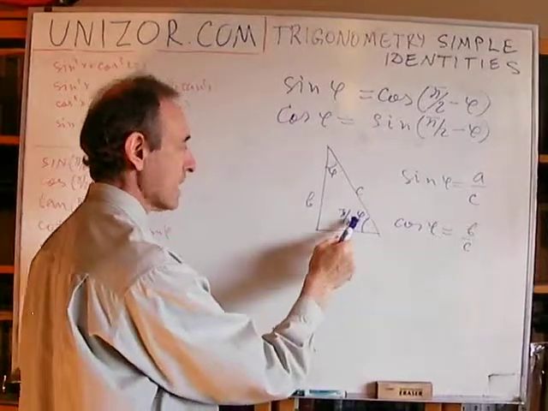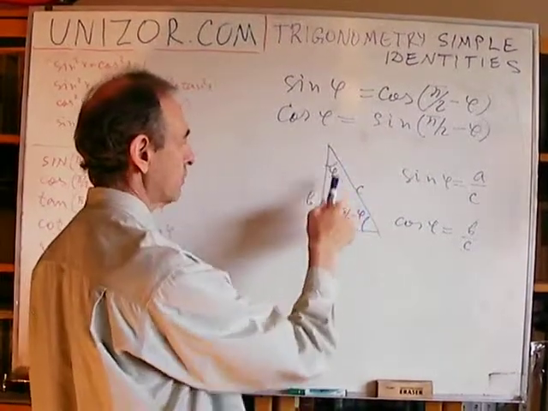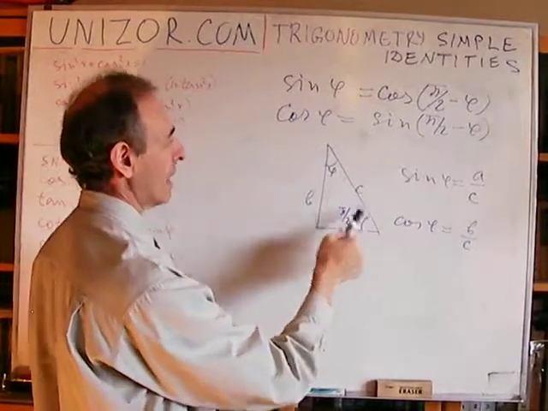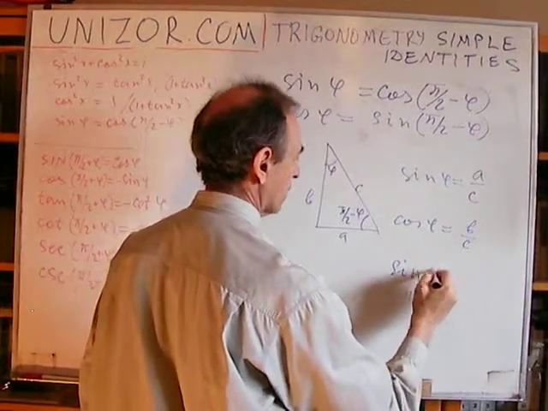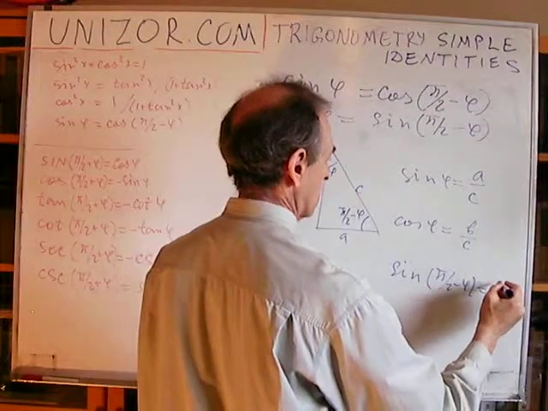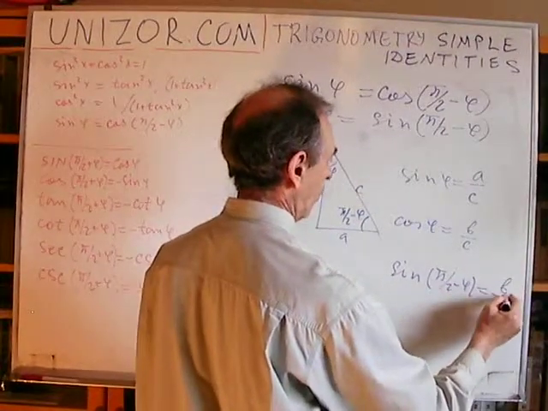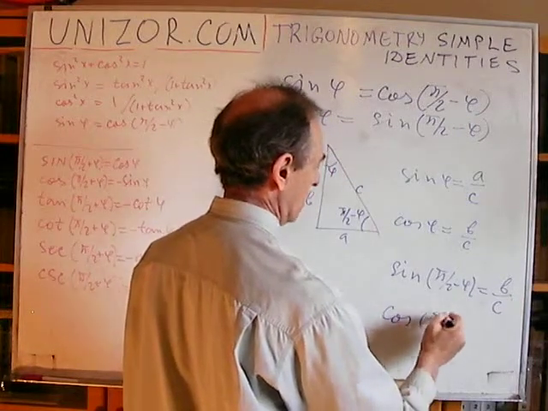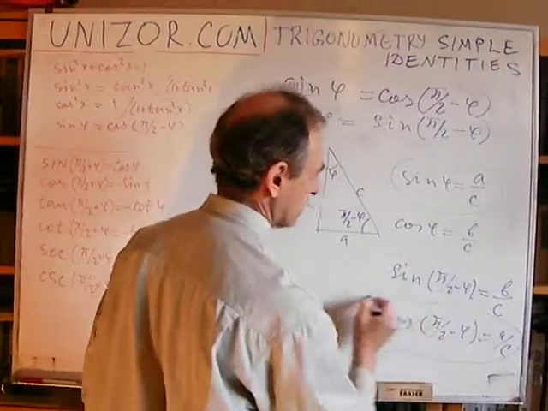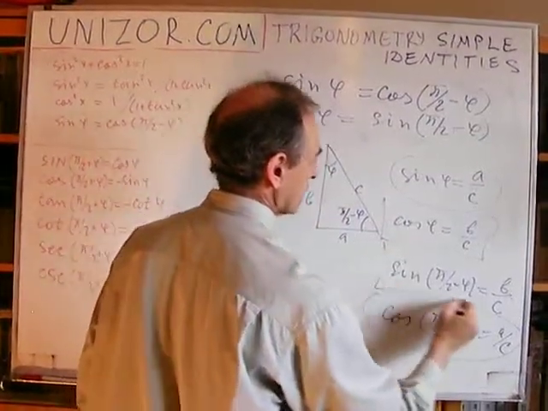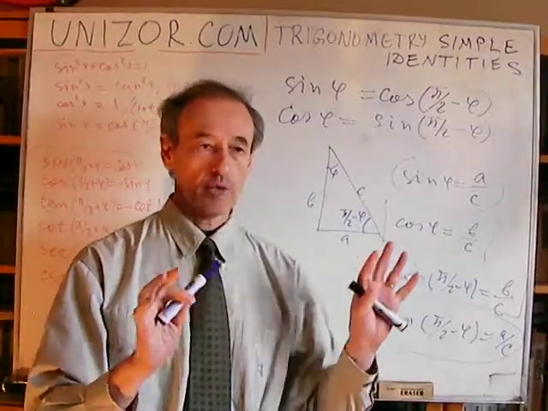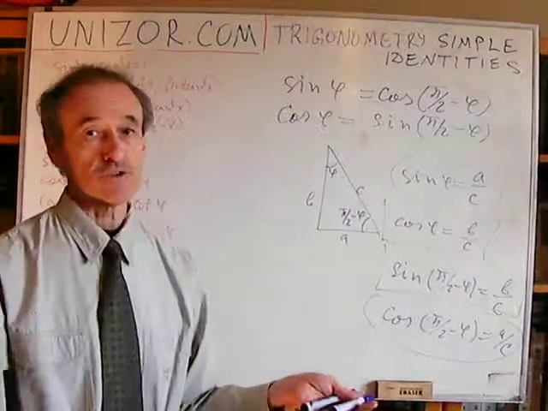But relative to this angle, pi over 2 minus phi, whatever was opposite to phi is now adjacent, and whatever was adjacent to phi is now opposite, which means that the sine of pi over 2 minus phi equals B over C, and cosine of pi over 2 minus phi is equal to A over C. So as you see, this is equal to this, and this is equal to this, which is exactly what we wanted to prove. So my point is that for the cases of acute angles, the theorem is actually trivial.